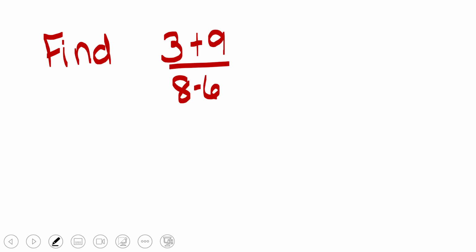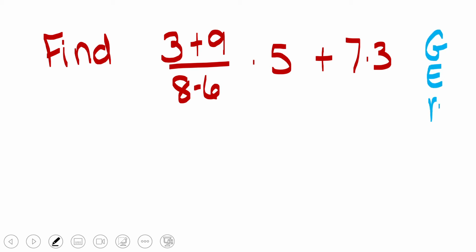Alright, in another example, if we are asked to find an expression's solution such as 3 plus 9 in the numerator, 8 minus 6 in the denominator, all times 5, plus 7 times 3, let's consider GEMS. This is up in the room. We've talked about it a little tiny bit. G means grouping, E means exponents, M means multiplication and division, S means subtraction and addition. We address the order of operations in this order by math rules.